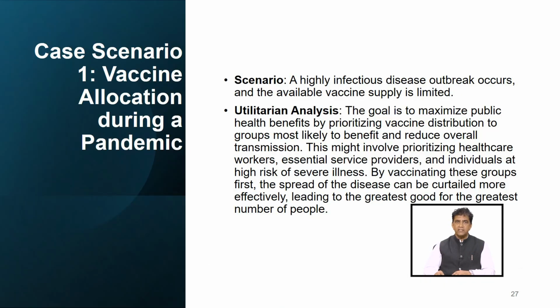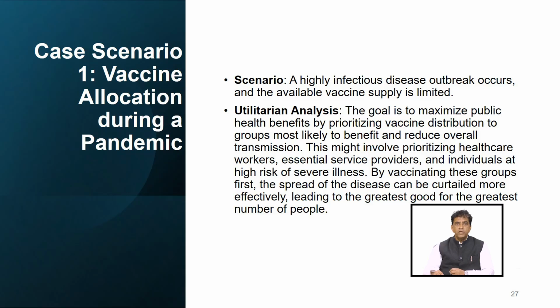Coming to case scenarios, the first one is regarding vaccine allocation during a pandemic, like I was just telling you about the recent COVID one which we had. The scenario is that a highly infectious disease, for example COVID, breaks out and the available vaccine supply is limited, which it was indeed in India. And in many countries, India was the country which had supplied, our government was so up to the mark that they were able to supply this vaccine to many underdeveloped countries and also to the developed countries.